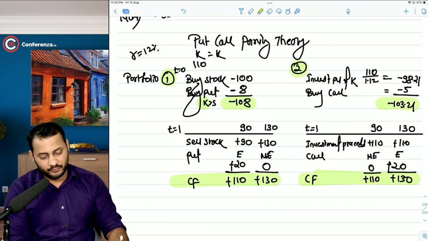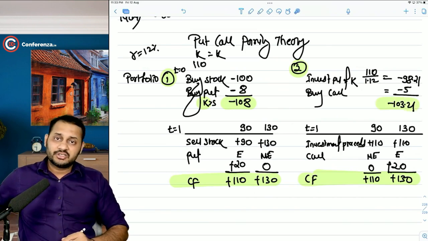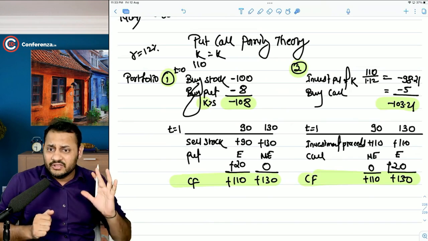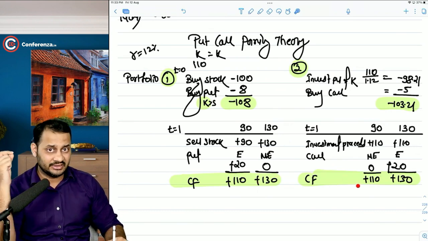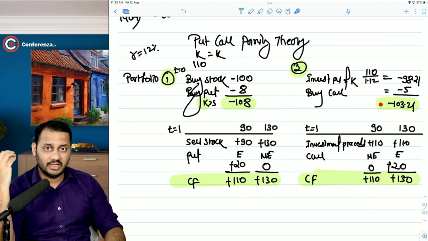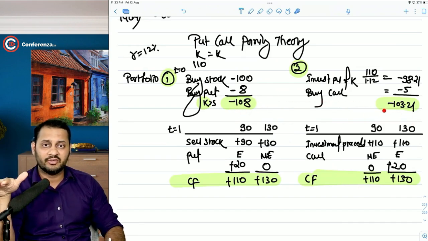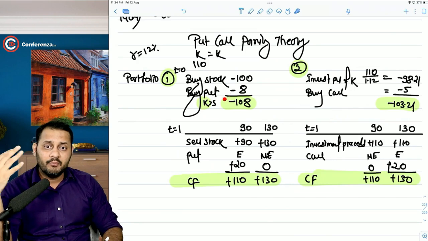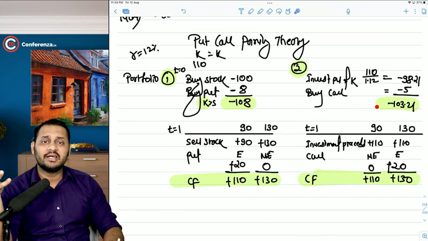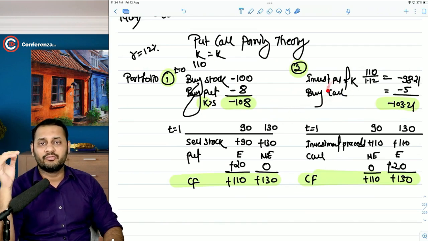Now you tell me which type of portfolio you would prefer to create. All the investors will go for this portfolio. Why? Because since the cash flows at expiry are the same in both the portfolios, it is a wise decision to invest the lowest possible amount. By paying 103 rupees, you are getting these cash flows, and by paying 108 rupees, you are getting the same cash flows. Why pay more for the same cash flow if we can get it at a lower investment? So all the investors will start building this portfolio.